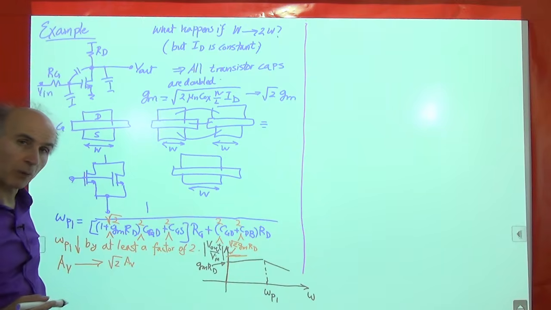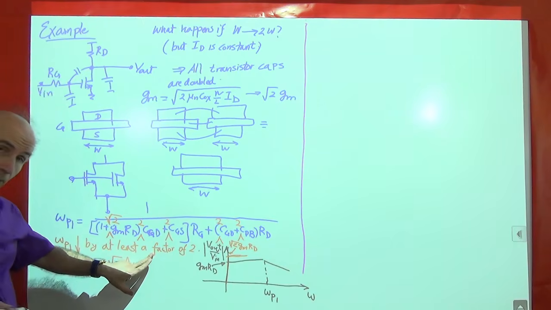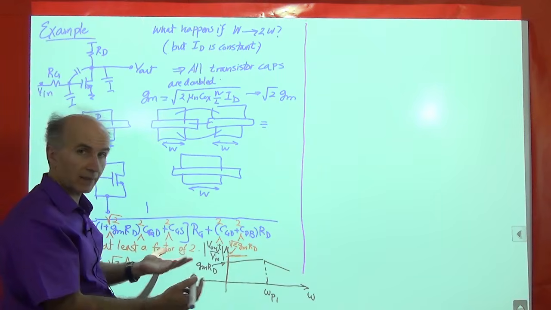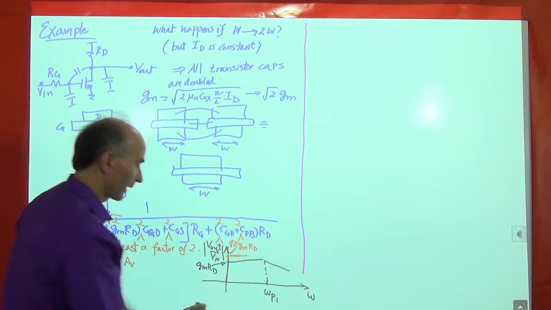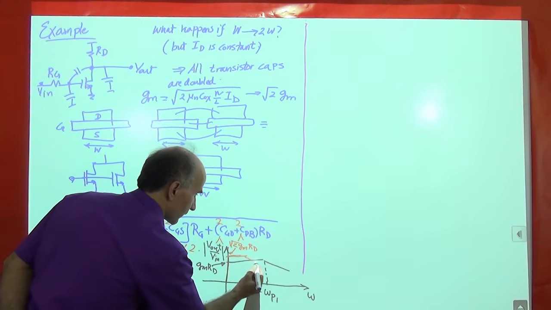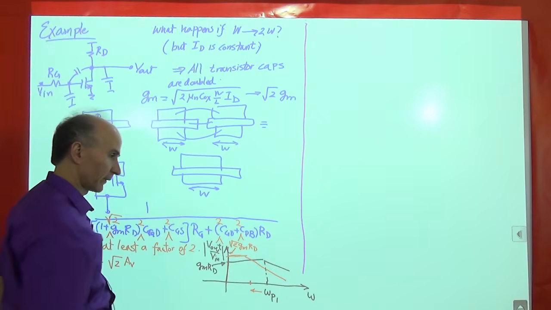But then what happened to the pole frequency? The pole frequency went down by at least a factor of 2. So now, let's say this is a linear axis, although it's really a log axis, but anyway, it goes down to 0.5 omega p1 or less. So this goes over here, and now this goes like this, right? And then again it reaches the second pole, etc.